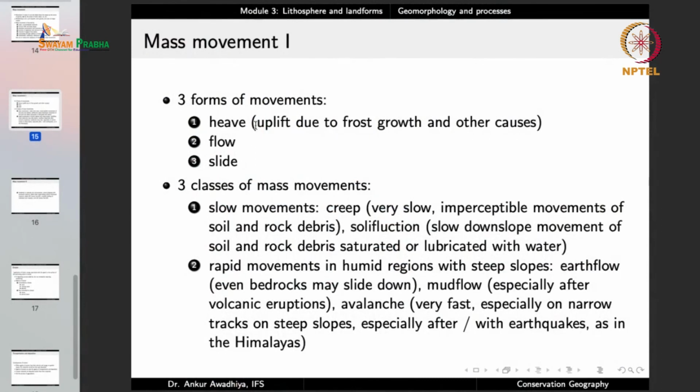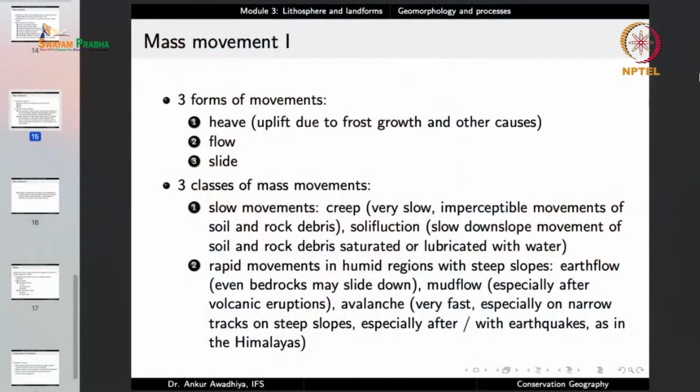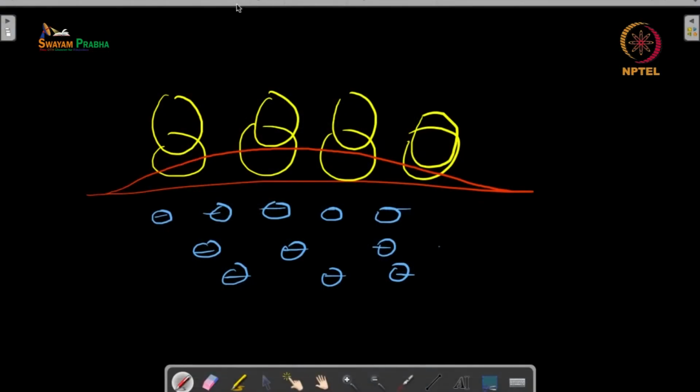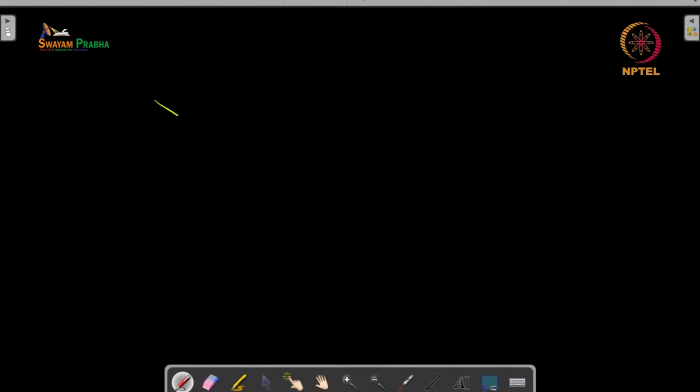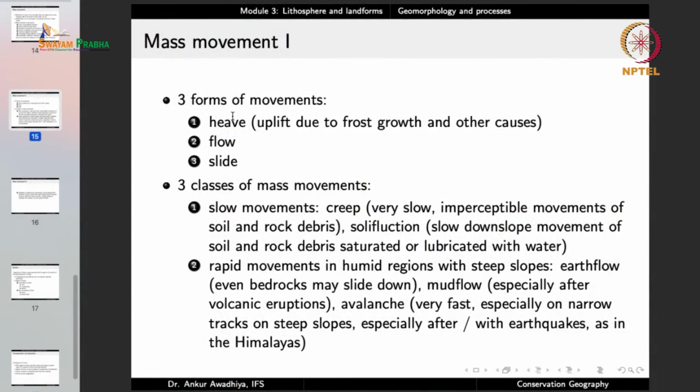We also have flow. Now in the case of flow, there is a movement of material together with water. And we can also have slide. Now in the case of a slide, you just have a slope, there is a material, and this material slides down with rolling or without rolling. So we have three different forms of movement.